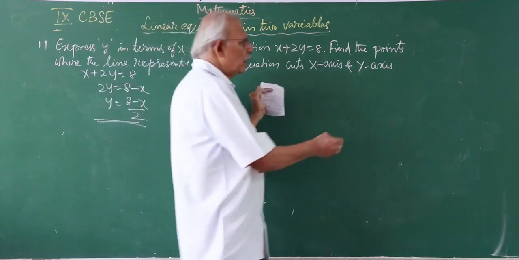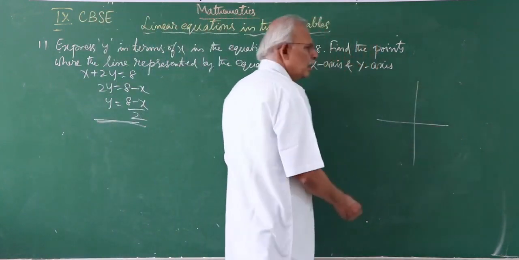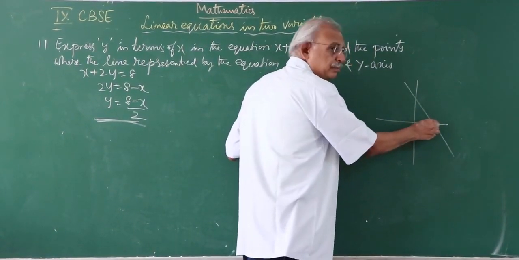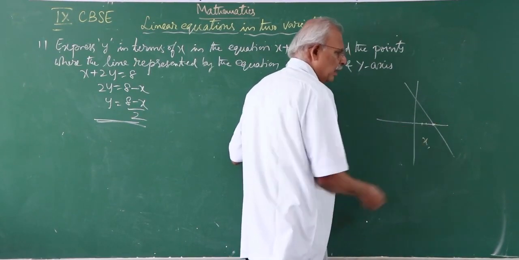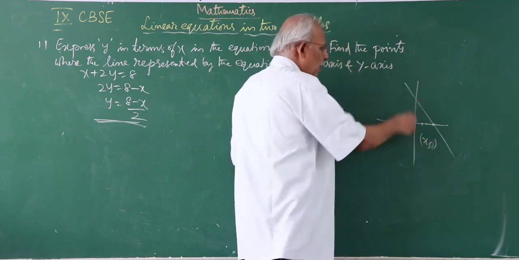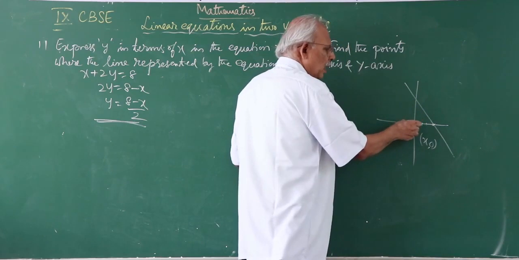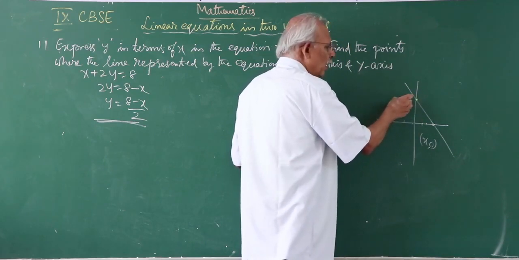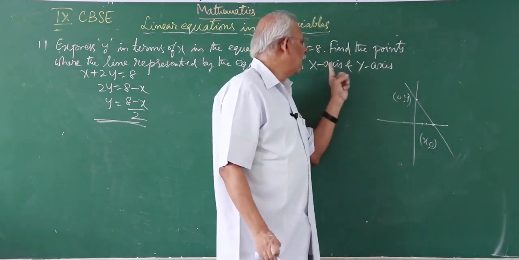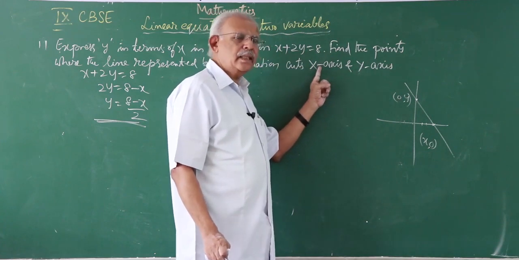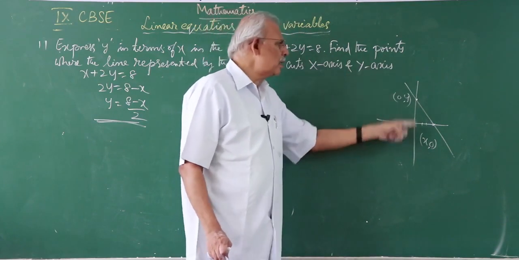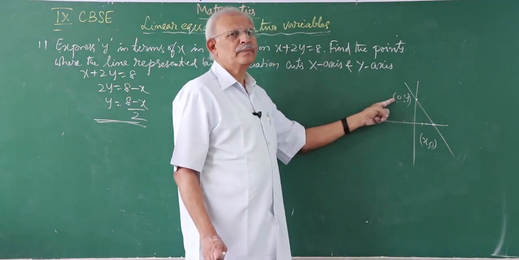Look here. So for that, if you draw a graph like this, some x value will be there. What about the y value here? 0. Here it cuts the x-axis. Here, at the y-axis, the y value will be there and the x value will be 0. So, when it cuts x-axis, the value of y will be 0. When it cuts y-axis, the x value will be 0.